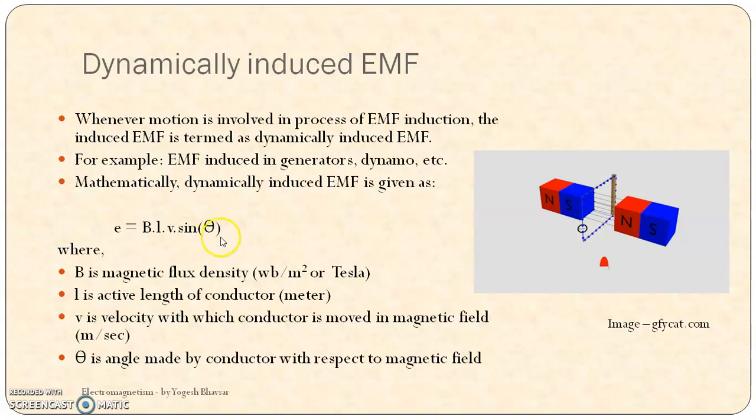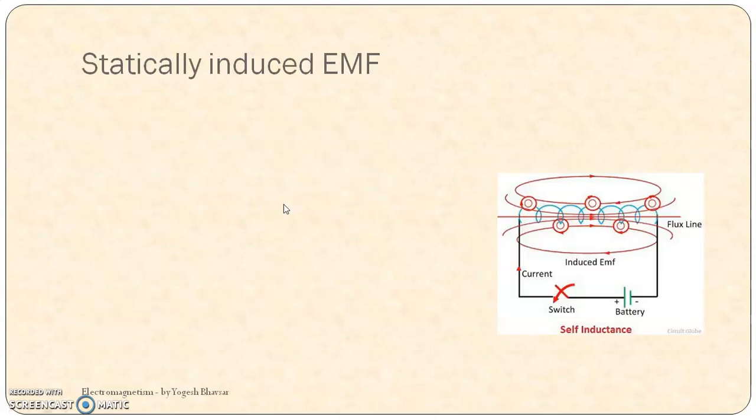Angle will be 90 degrees. So E is equal to BLV, right? And whenever the conductor is not moving exactly perpendicular to the axis of the magnetic field, we can put the value of the movement of this conductor here with sin theta, and we'll get different values of the induced EMF, which is called dynamically induced EMF. There is a physical motion involved in this induced EMF principle.